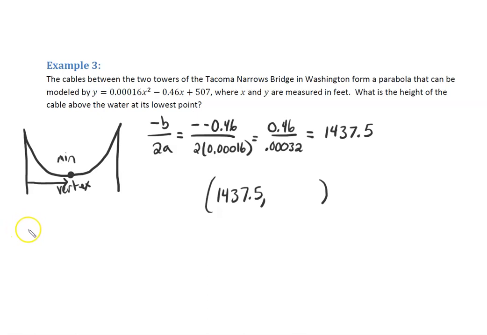We type this into our calculator and I get 176.4. So what this tells me is that at its lowest point, the cable that is supporting this bridge is 176.4 feet above the water.